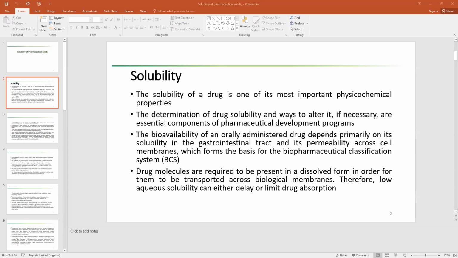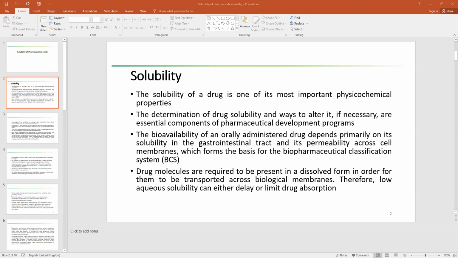Solubility in pharmaceutical products and dosage form development. The implication of solubility in dosage form is quite essential for us to understand. First of all, the solubility of the drug is a very important physicochemical property.